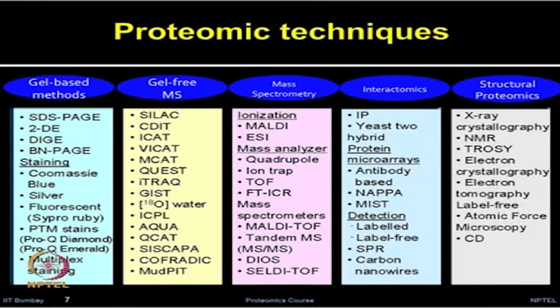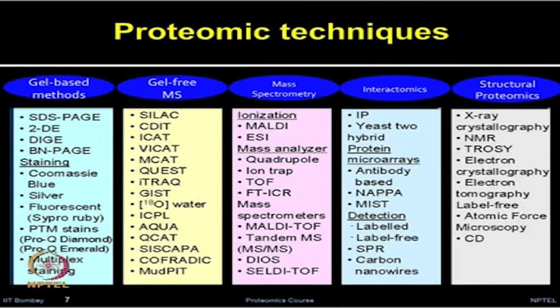and absolute quantitation, GIST, global internal standard technology, ICPL, isotope coded protein labeling, AQUA, absolute quantitation, SISCAPA, stable isotope standards and capture by anti-peptide antibodies, COFRADIC, combined fractional diagonal chromatography, and MudPIT, which is multidimensional protein identification technology. All of these are various new advancements in the gel free methodologies.